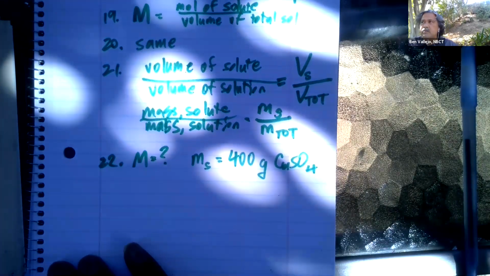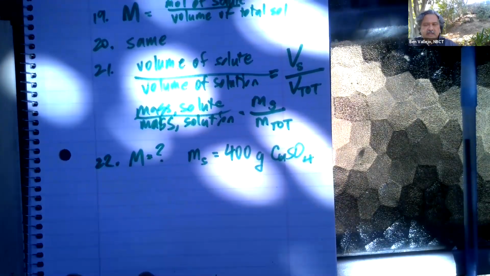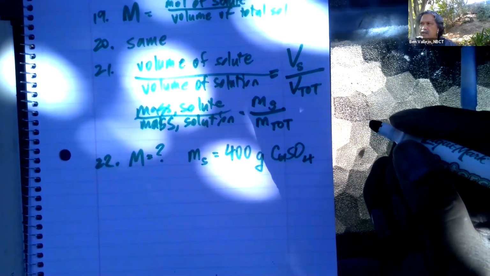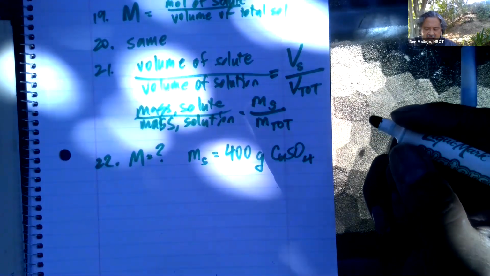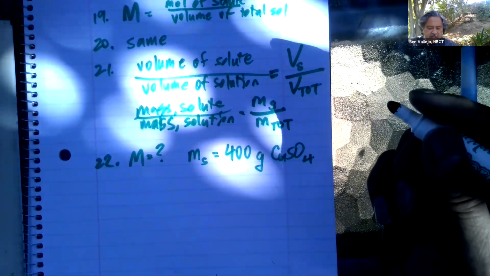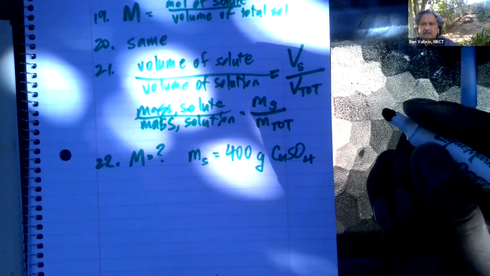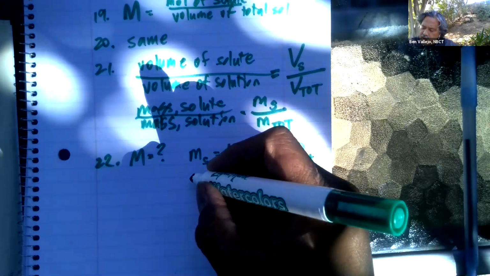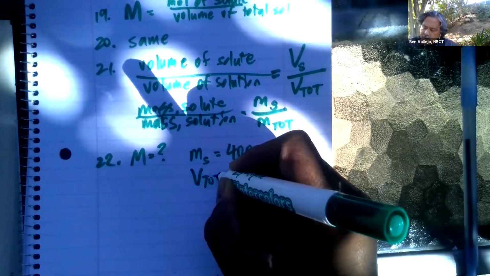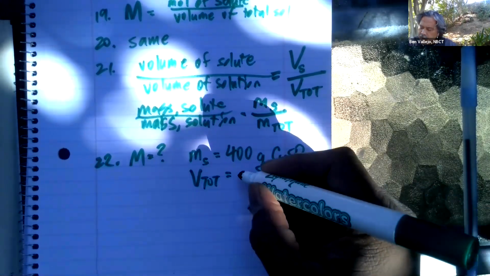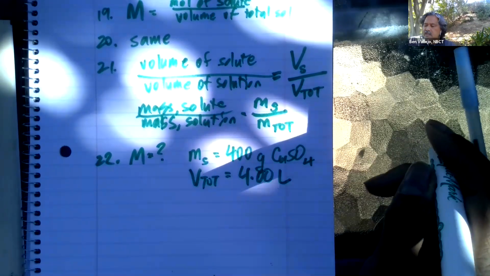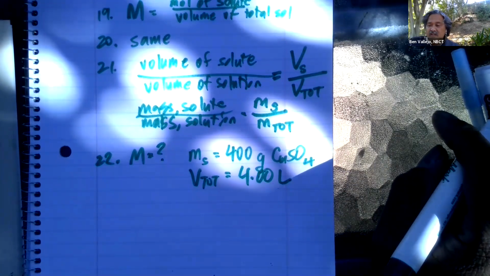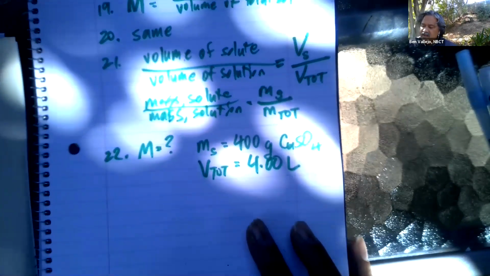So when it says solution, we assume it's aqueous. Just about all chemical reactions that we study are aqueous solutions. You can have an ethanol solution in some cases, but if it was an ethanol solution, they would say that. So this is a water solution, an aqueous solution. So V total is going to be 4.00 liters.